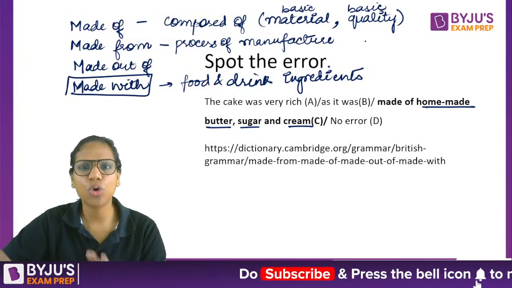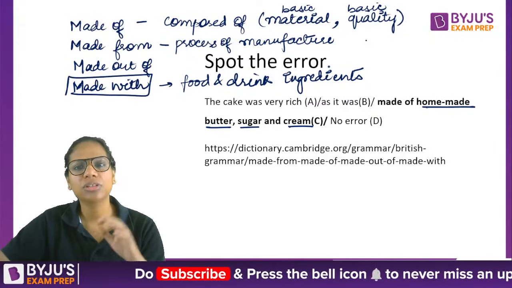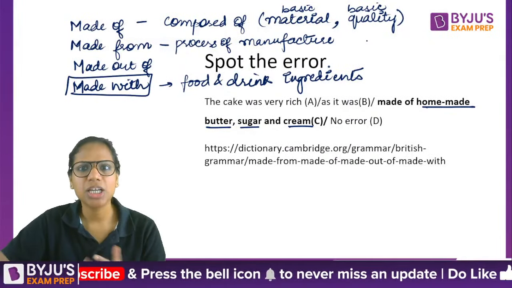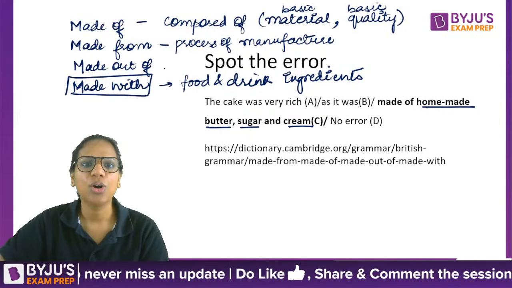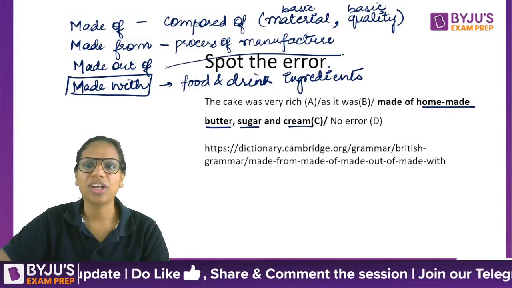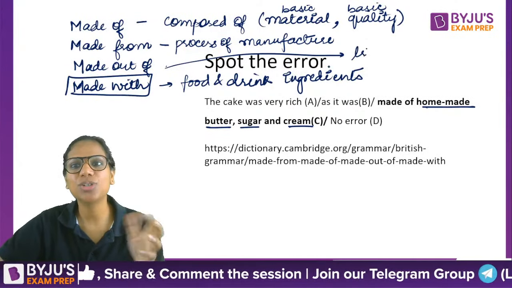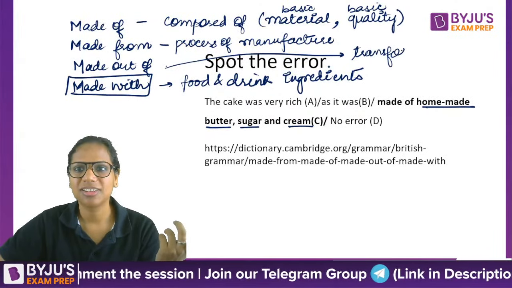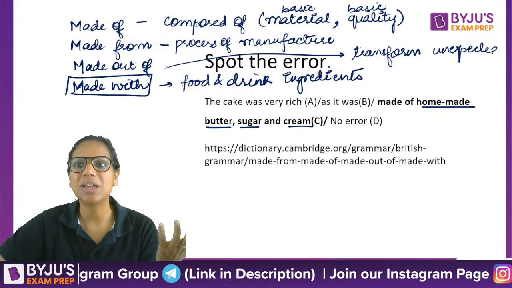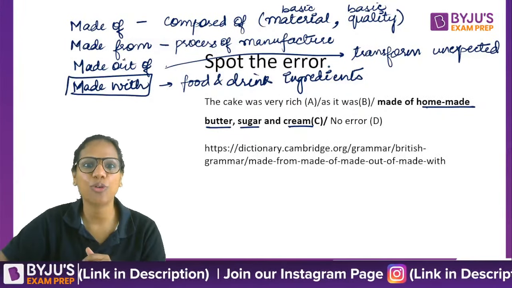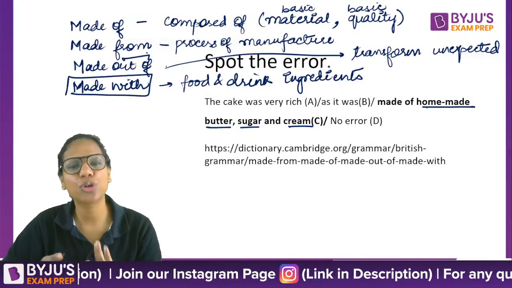Plastic is made from oil. Paper is made from the bark of a tree. Right, so I'm focusing on the process of manufacture here. Made out of is when you transform something into something unexpected. So for instance, best out of waste. Things made out of waste.